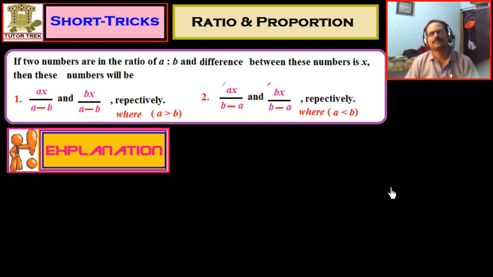Hi friends, in this session we study the short tricks of ratio and proportion. Here I will tell you two short tricks. First, if the ratio of the numbers is given to us and the difference is also given, how do we get those numbers? I will explain first how we get this trick.